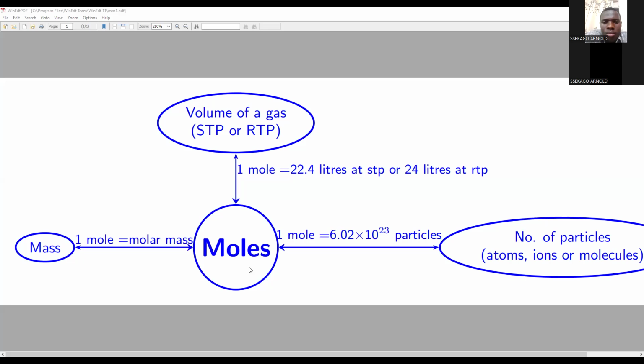if you want to move from moles, now we have 8 moles of sulfur, to atoms, what do you employ? You employ 1 mole is equal to 6.02 times 10 power 23 particles. That is what the mind map says. As a result, having noted what the mind map says, we shall proceed with our calculation.